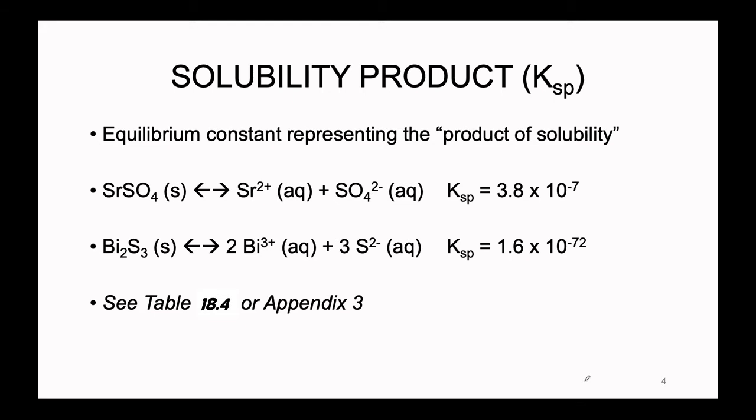Okay, so what does the magnitude then of this equilibrium expression mean? Well, before talking about that, let's introduce the new notation for this specific type of Kc. The C now, we can see, is going to be changed in this context to an SP. We call this our solubility product. This is the equilibrium constant expressing the product of solubility.